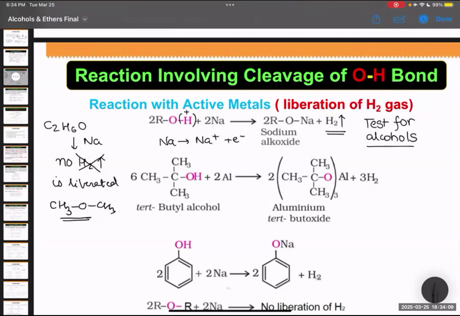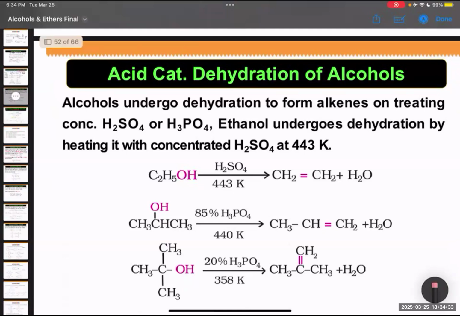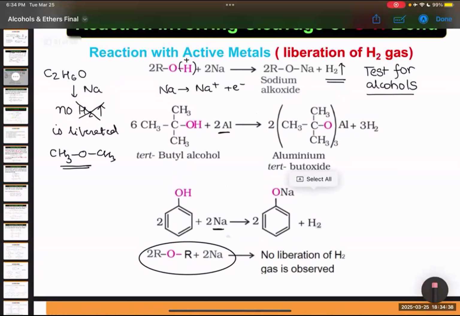So that I hope is clear. You can use not only sodium, you can use potassium. You need a more electropositive element, or aluminium. Okay, and sodium is the most common. Ethers do not give this test. Look here. So this reaction can be used to distinguish between alcohols and ethers. There are other reactions. Two reactions which we had seen were reactions in which we were removing H plus of the alcohol. One was acetylation, another was reaction with sodium.